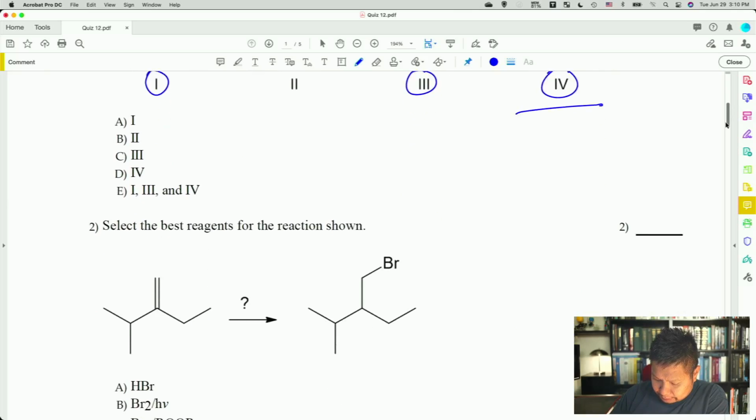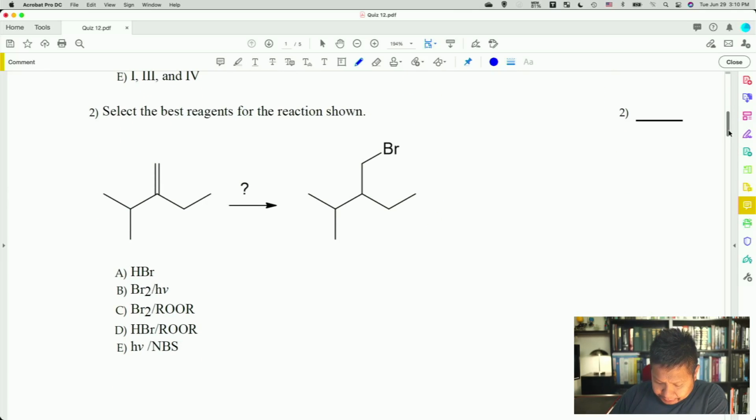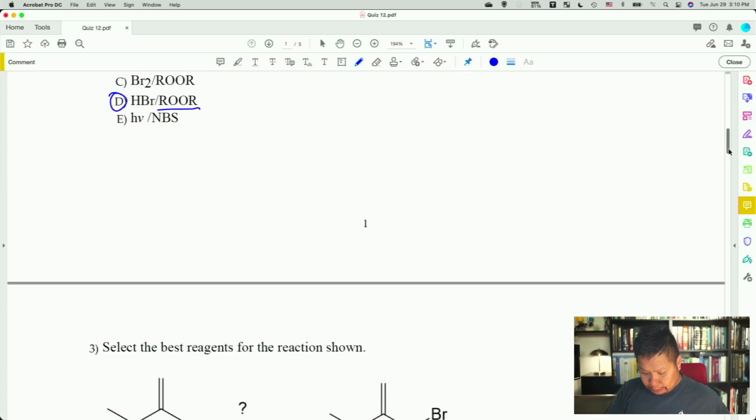Next. What is the best reagent for the reaction shown? So you can see here, this is actually an anti-Markovnikov addition right here. And since it's an anti-Markovnikov addition, the only way you can do that is by doing it with some HBr and some peroxide. Just a little bit, right? Remember, trace amounts where we're able to achieve the anti-Markovnikov product. Next question.